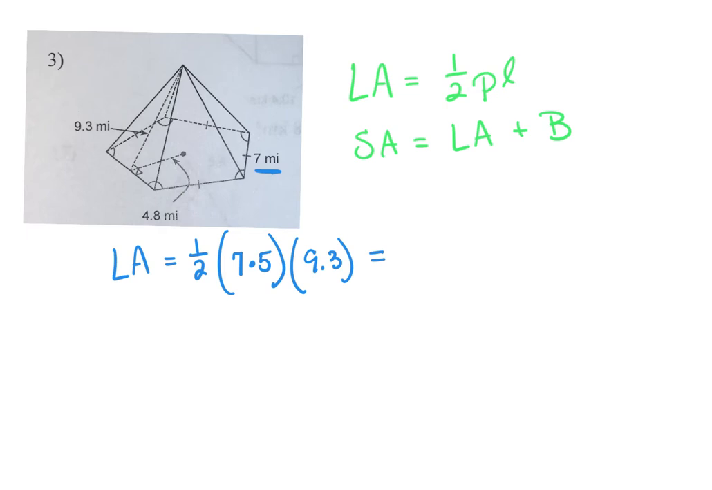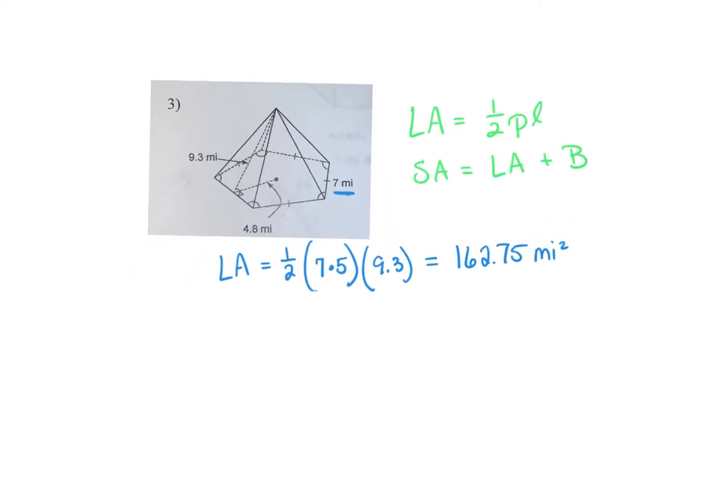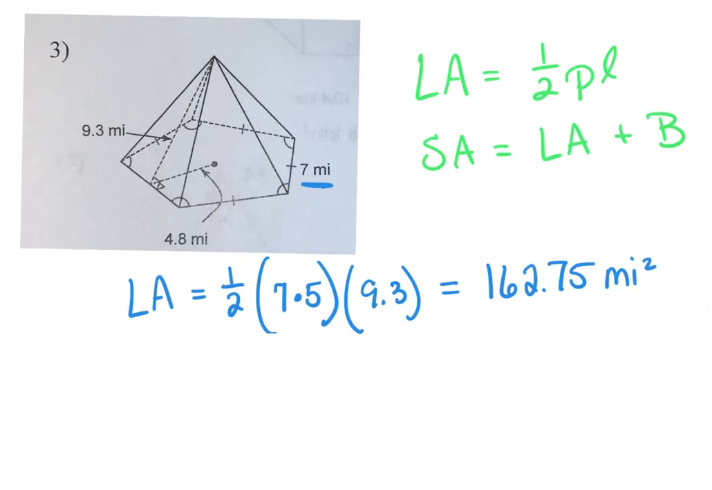They have rounding your answers to the nearest hundredth. That is 2 decimal places. 2 decimal places. So you get 162.75 square miles. That is one big pyramid. All right. Square miles. And so I have my lateral area. And now I need to find my surface area.